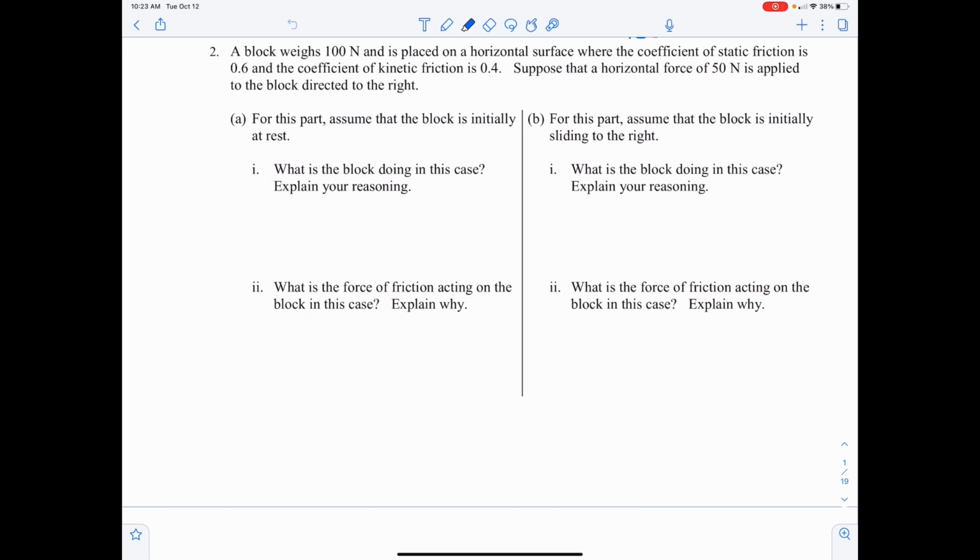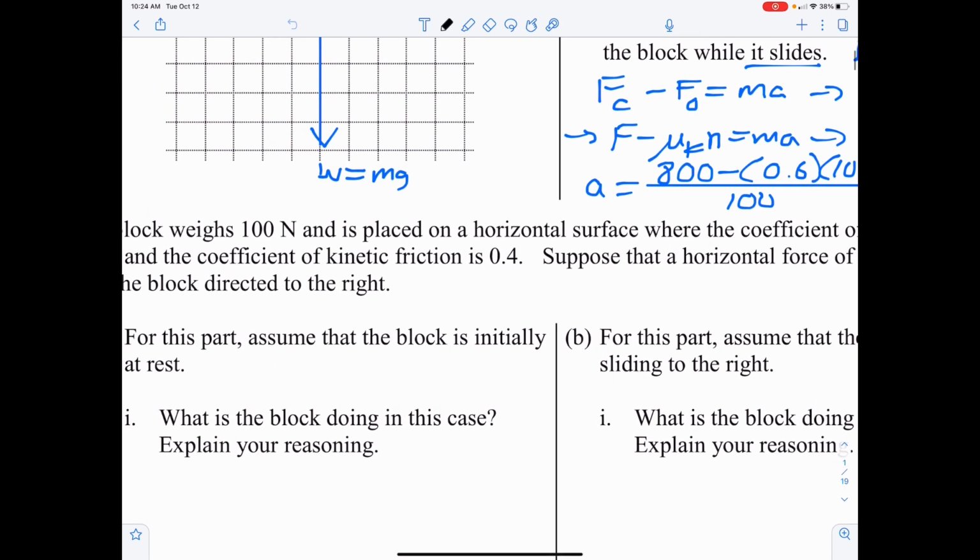A block weighs 100 newtons and is placed on a horizontal surface where the coefficient of static friction is 0.6 and the coefficient of kinetic friction is 0.4. Suppose that a horizontal force is applied to the block directly to the right. Probably a good idea to draw a picture of what's going on here.